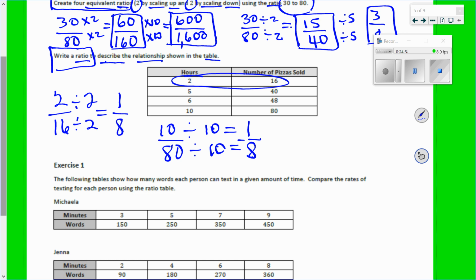Okay, so write a ratio to describe the relationship in the table, 1 to 8. Here's just another way to write it. Okay. Yeah, they're all equivalent. Exactly. That's what I was saying. Absolutely. They are all equal. Absolutely. Okay. Very good.